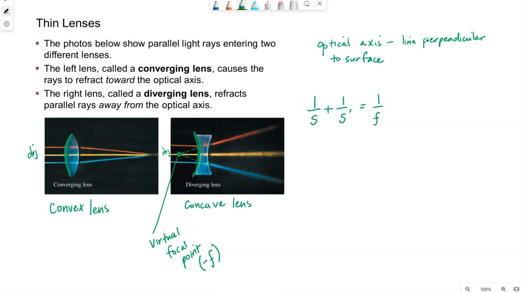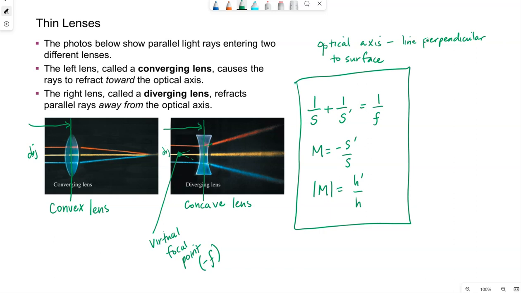Object distance will still be the distance from the object to the lens. We do assume, if I come over to our pictures, we will draw a line that goes through the middle of the lens, and that's true for either lens. And we measure object distances, image distances from those lines, which I'll do some examples so that you can see that situation. The magnification is still negative S prime over S. The absolute value of the magnification is the size of the image over the size of the object. So the nice thing is these basic equations work for our thin lenses in addition to our mirrors.